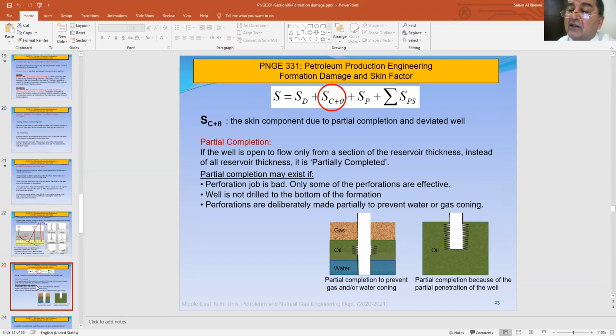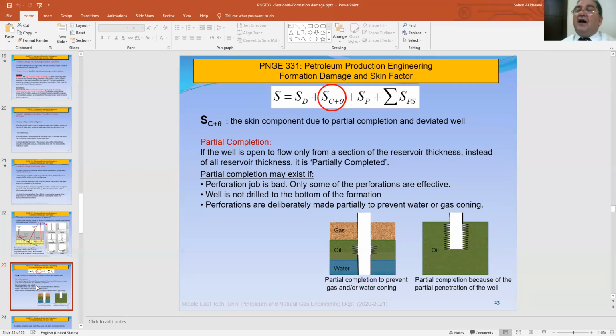Why may we have something like that? For example, if we believe that we could be close to the water, if we have a high water table and we believe that the water could be produced with oil, we do not need to go all the way down inside the pay zone. We need to stay away from the zones where the water exists. This is the first thing. So this type of completion is called partial completion. This could be described by skin factor, because we do not use the whole formation thickness. We use part of the formation thickness. This is why we could say this could be described by skin factor.